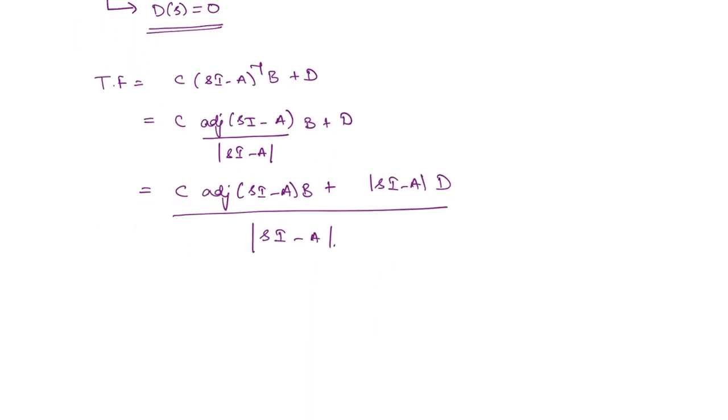What is that common denominator now? Determinant of (sI minus A). Then what will be the characteristic equation? If you equate this to 0, then it will become the characteristic equation. Okay.